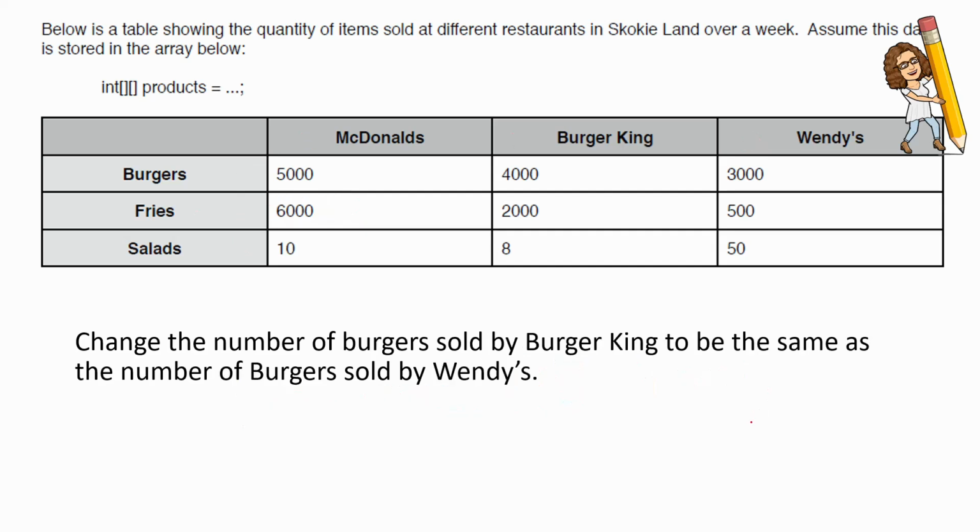They now want me to change the number of burgers sold by Burger King to be the same as the number of burgers sold by Wendy's. So again, I'm going to label my sides here, 0, 1, 2, 0, 1, 2. So they want us to change this value to be the same as that value. So what I'm going to let you do, pause the video quick, see if you can get that answer. Can you figure it out? If you can figure it out, then unpause the video and check your answer and make sure it's right.